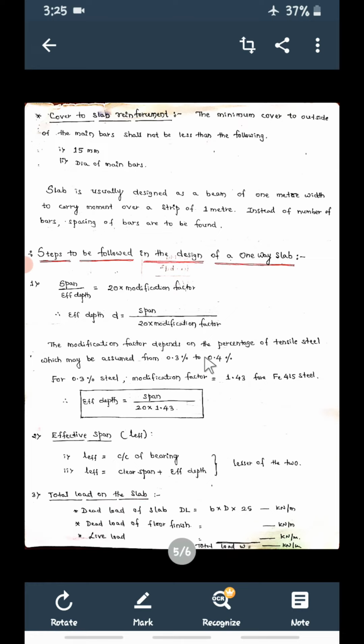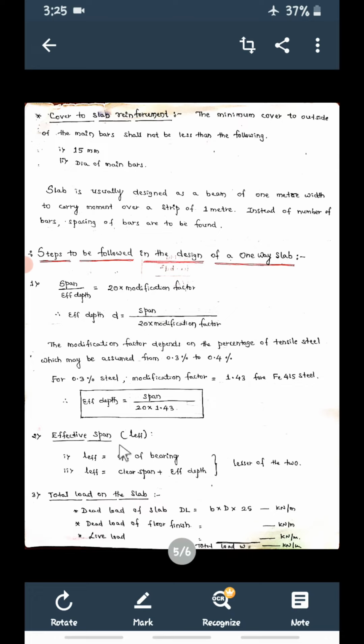And for this PT, the KT value is 1.43, remember. So directly what I can write here is effective depth is equal to span divided by 20 into modification factor, 1.43. Directly you can remember this value, 1.43. From this you can get the effective depth, that is small d. Then add effective cover 15 to 20 mm, you will get capital D. So this is the first step.